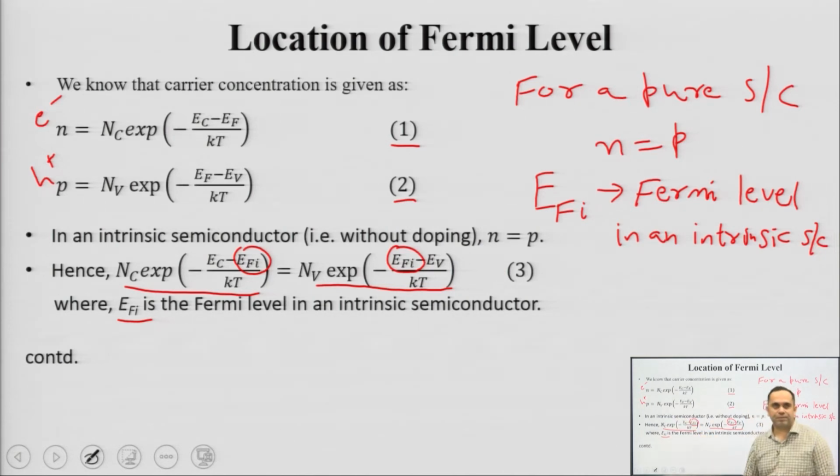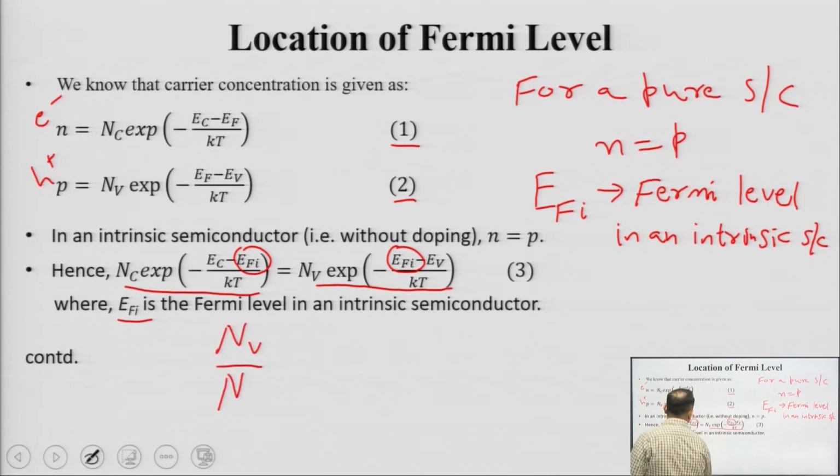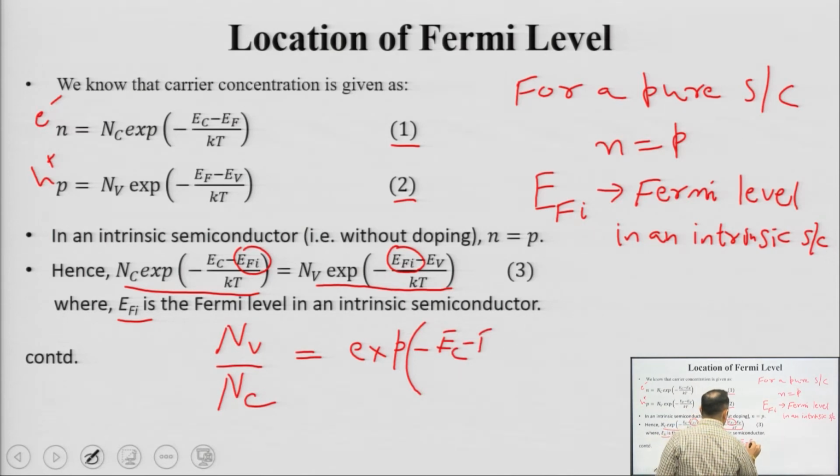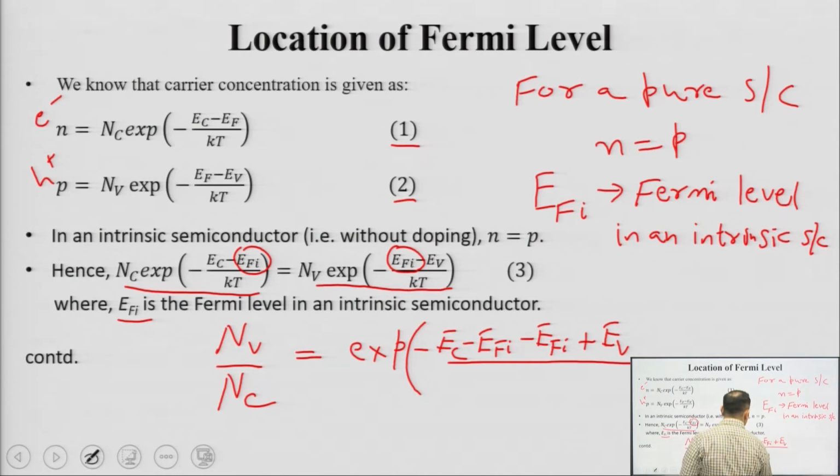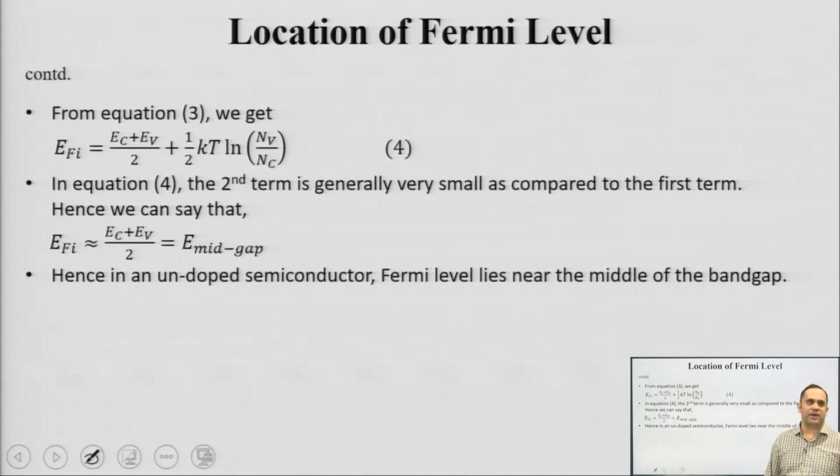Because I have equated these two, now I can divide also. So, I can write N v over N c is nothing but exponential of minus of E c minus E f I minus E f I minus E v. So, this should be plus, and this is equal to k T, right. This is what gives me, after a small mathematical arrangement, this expression. From this, if I take natural log, I can get E f I. Okay. So, E f I, the Fermi level in an intrinsic pure semiconductor, is equal to E c plus E v by 2 plus half of k T natural log of N v over N c.